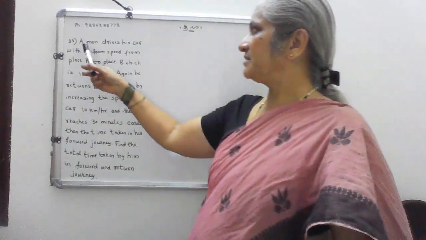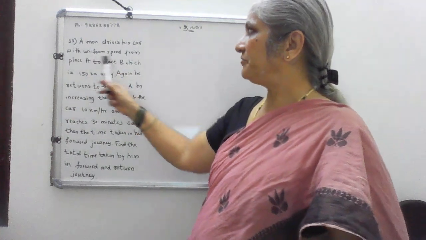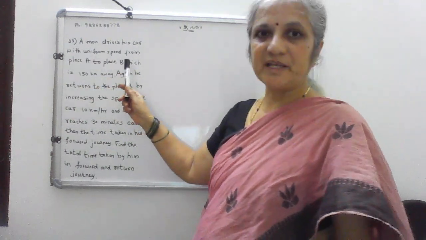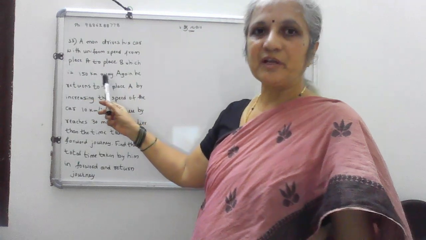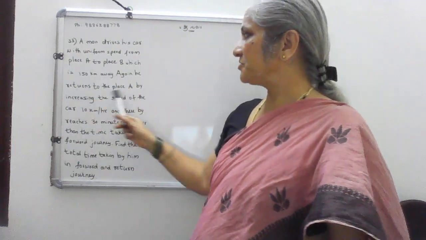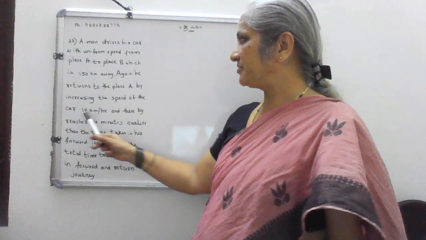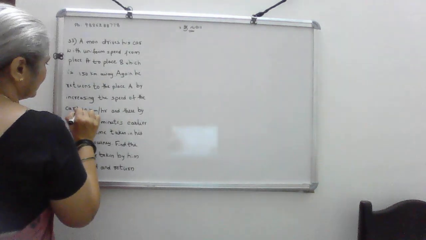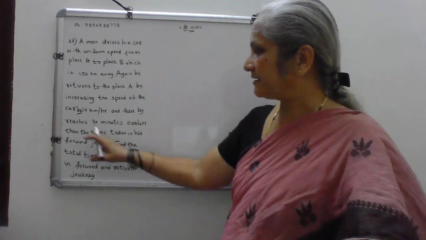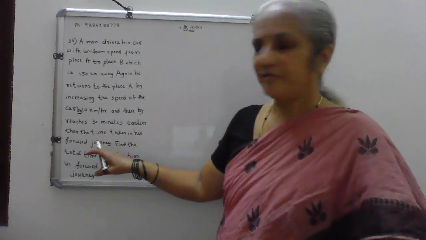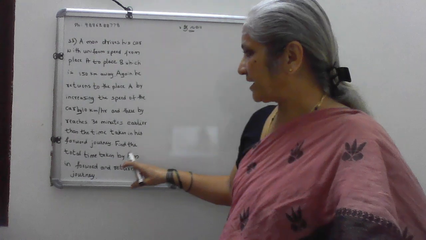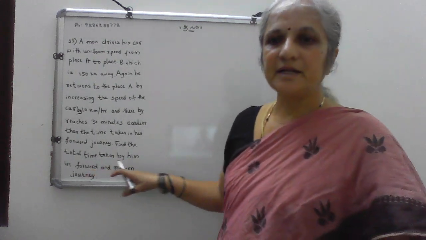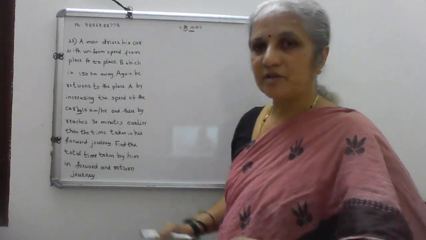Here what it says: a man drives his car with uniform speed from place A to place B, which is 150 km away. Again he returns to the place A by increasing the speed of the car by 10 km per hour, and thereby reaches 30 minutes earlier than the time taken in his forward journey. Find the total time taken by him in forward and return journey. Let us see how to solve this question.